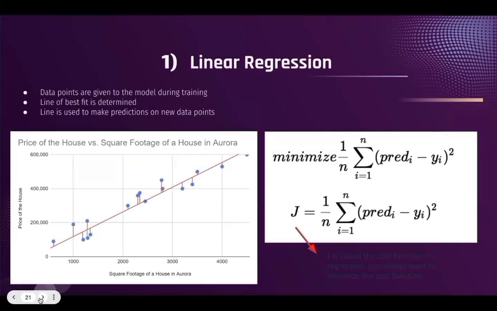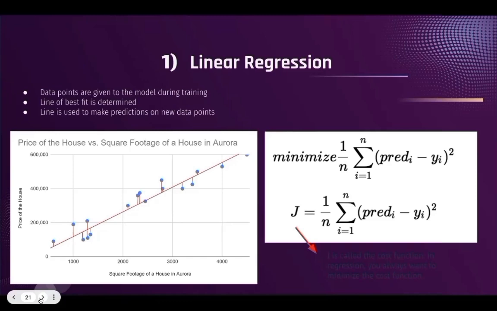But there are a bunch of applications beyond just housing prices. It can be used in basically any field. In finance, it can be used to predict stock prices. In marketing, you can estimate the impact of an advertising campaign on sales revenue. In healthcare, you can predict patient outcomes based on factors like age and medical history, etc. So it has applications in every field.